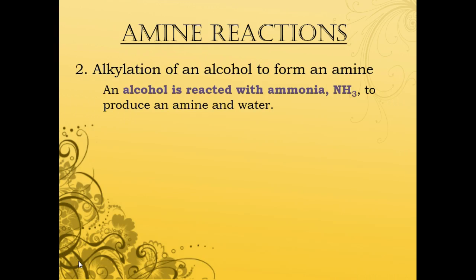The second reaction you have to know is called alkylation of an alcohol to form an amine. The way this works is an alcohol is reacted with ammonia, special molecule NH3, to produce an amine and water. Here's a general example. Any carbon chain with an OH, that's your alcohol, plus the ammonia, is going to have that carbon chain with the amine on it. So the same carbon chain that was with the alcohol now has the NH2, and water is also a product.